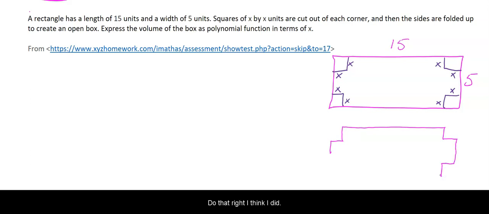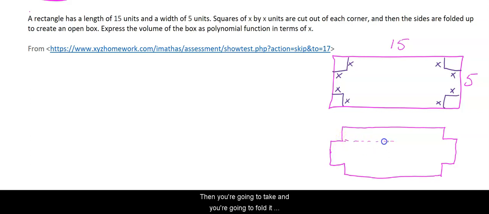Did I do that right? I think I did. Okay, coming across like that. Then you're going to fold it right here on each of these edges, and you're going to fold the boxes up. So this will fold up, this folds up, and then you will tape the two sides together to create an open-topped box. We want to express the volume of the box as a polynomial function in terms of x.